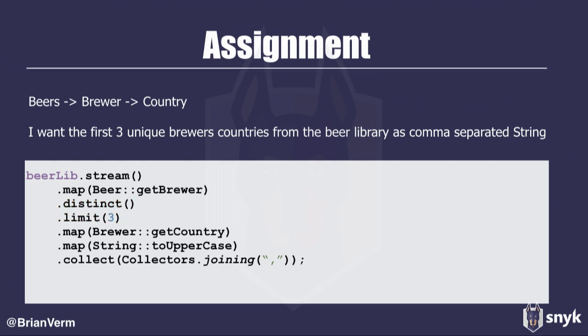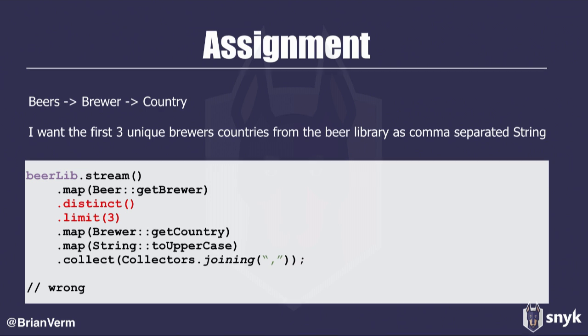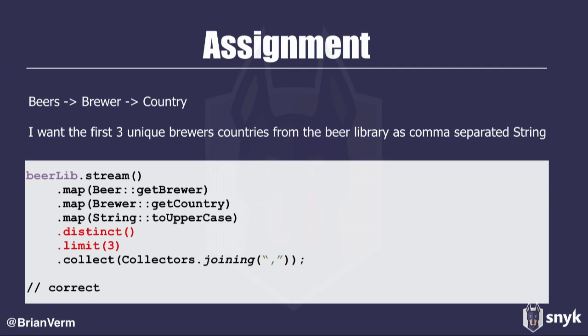Oh, I already clicked. Sorry. Nope, it's wrong. But it's quite obvious it's wrong, right? Because I'm talking about mistakes. The distinct and the limit are in the wrong place. If I move them down, I will actually do distinct on the right part and limit it to 3.